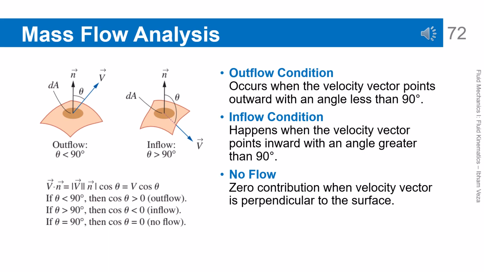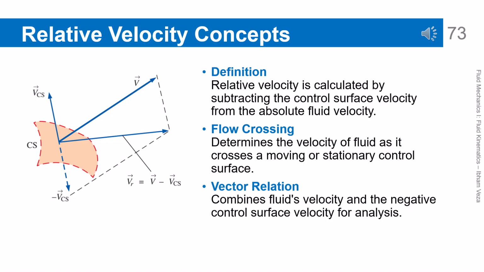If the velocity vector is perpendicular to the surface, there is no flow across that surface. This rule helps determine the sign in mass flux calculations. This concept is important for consistency in mass balance analysis. Relative velocity concepts. Relative velocity is defined as the difference between the absolute fluid velocity and the control surface velocity.